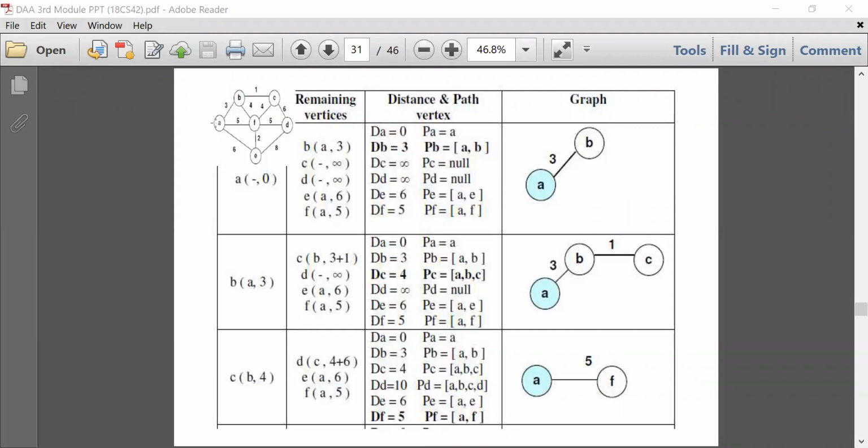And also, as I said, the vertices which are directly reachable from A.